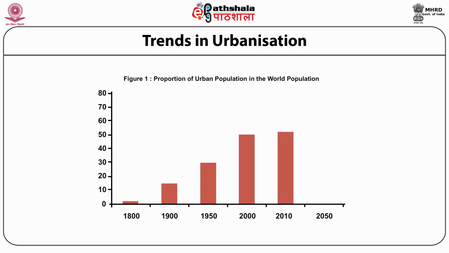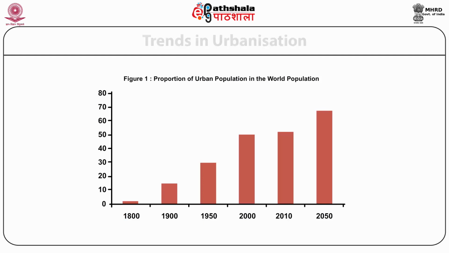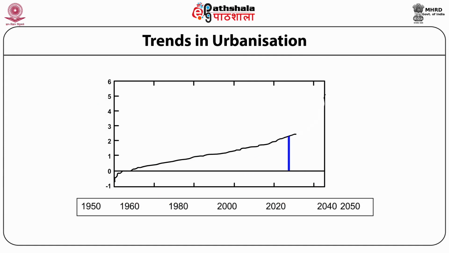In 2010, about 52% of the population was urban, and it is further expected that in the year 2050, more than 67% of the world population would be living in urban areas. These trends can be easily observed from figure 1. The previous figure has shown that the 21st century will be an urban century. This sets it apart from the 20th century. For the first time in human history, more people will live in cities than in the countryside.